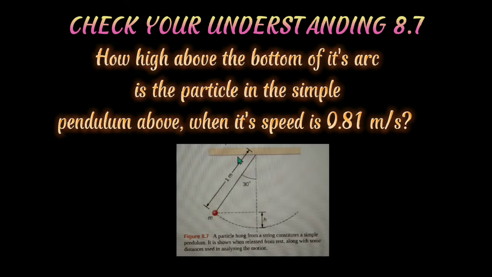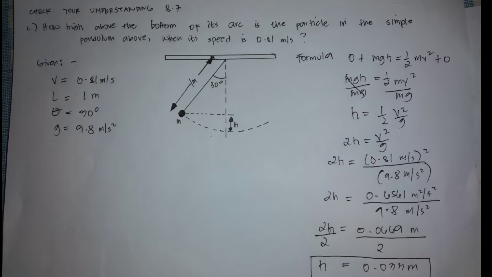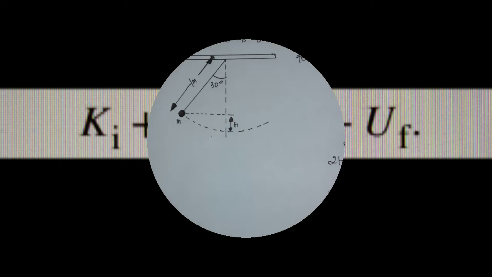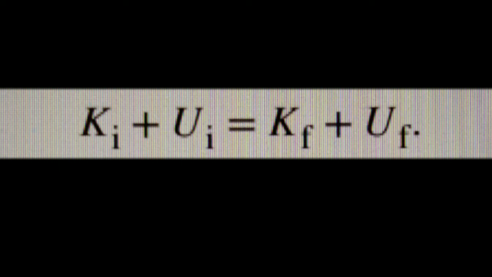8.7 Check your understanding. How high above the bottom of its arc is the particle in the simple pendulum above when its speed is 0.81 meter per second? We are neglecting non-conservative forces, so we write the energy conservation formula relating the particle at the highest point, which is the initial, and the lowest point in the swing, final, as K initial plus U initial is equal to K final plus U final.